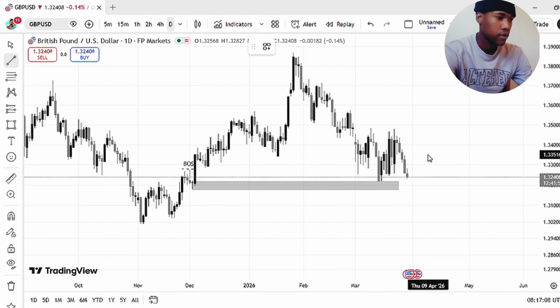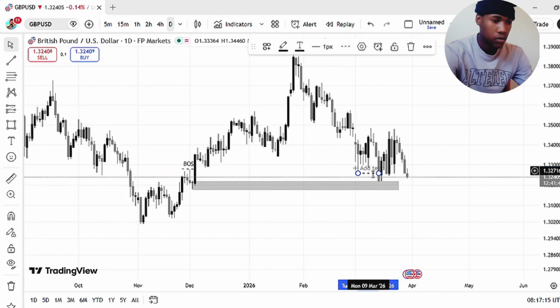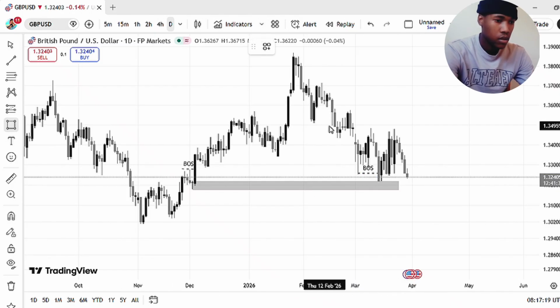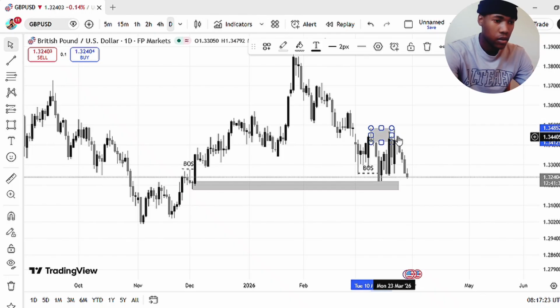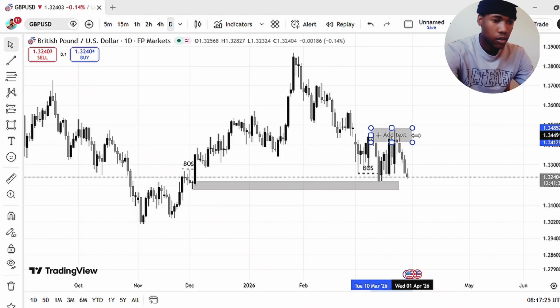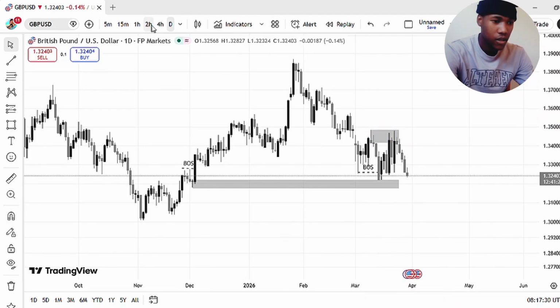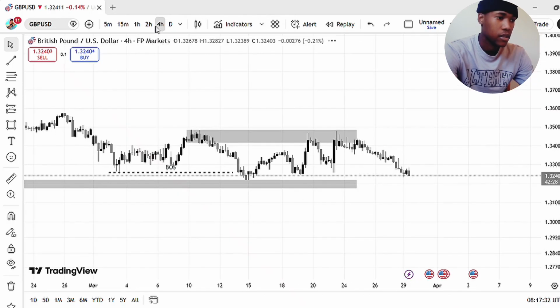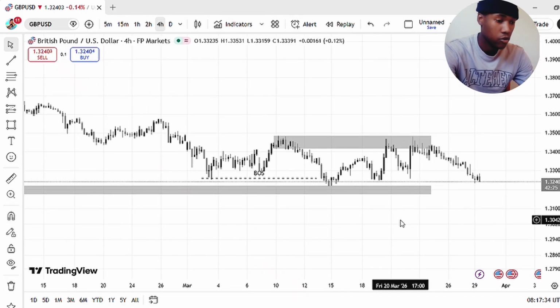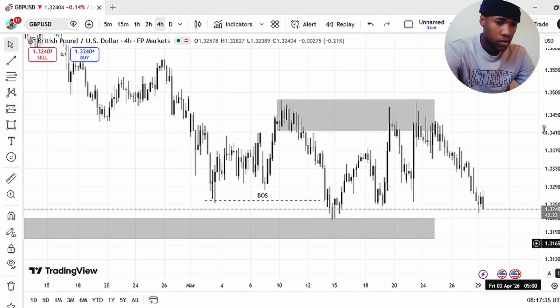So we have another break of structure here. We have this break of structure to the downside. Okay, let's mark that break of structure. We had this order block that gave us this sharp move down. We had this order block, guys. You need to pay attention. You need to open your eyes when it comes to the market. So this is what happened.